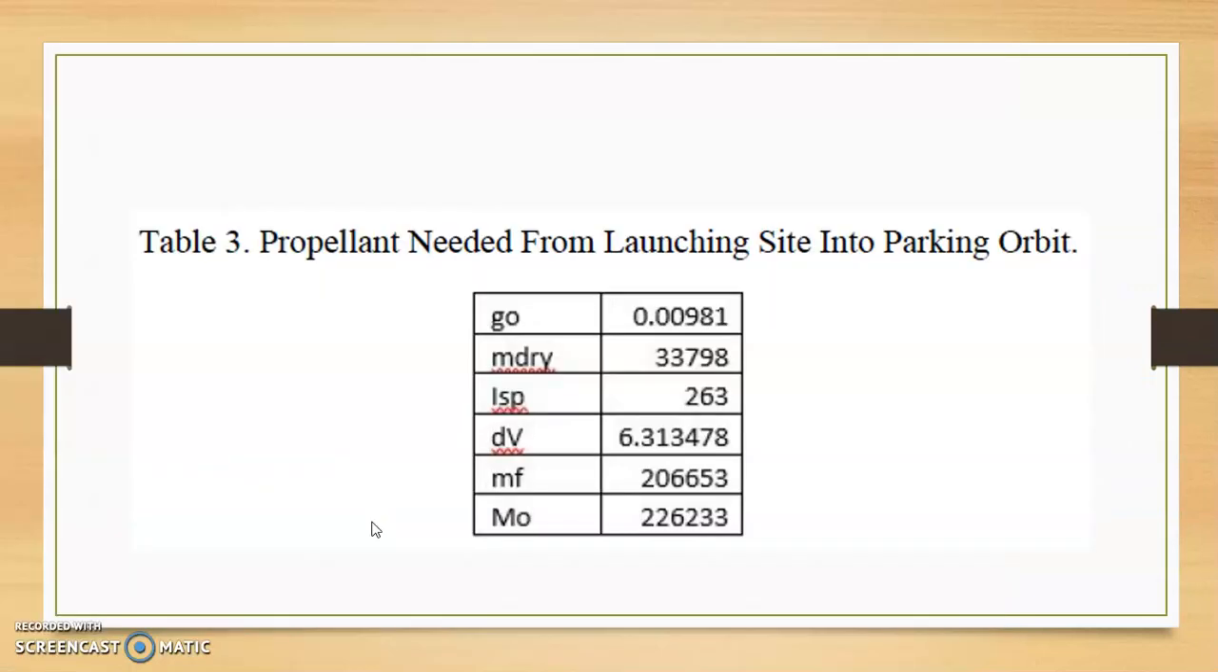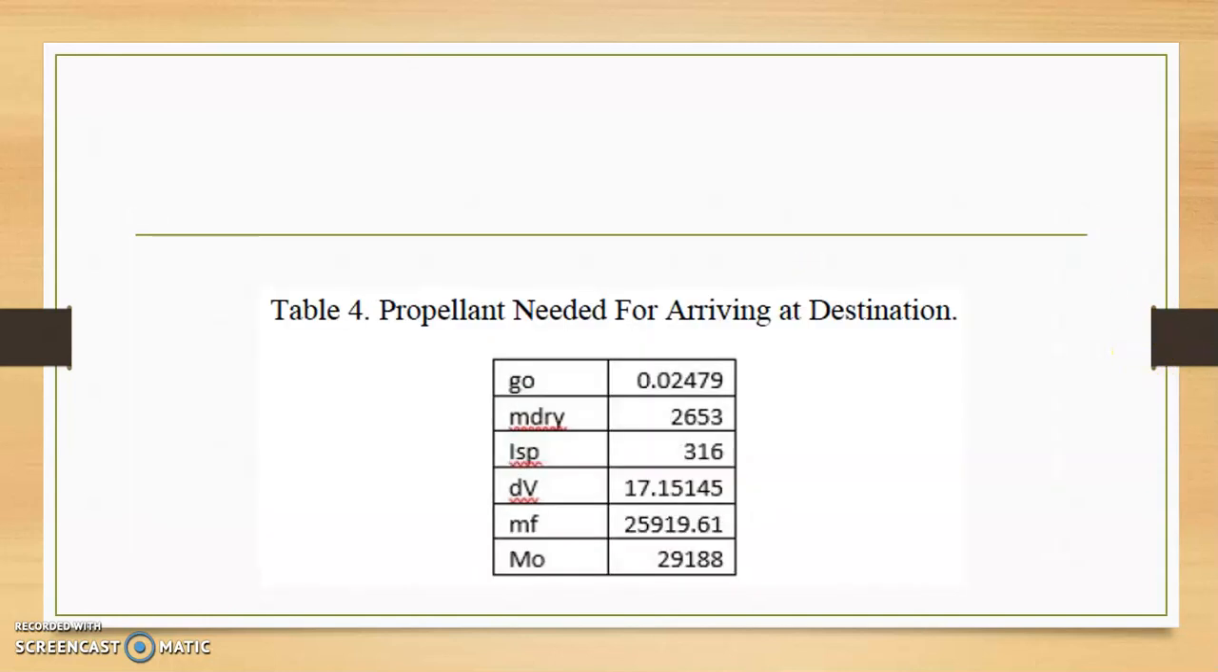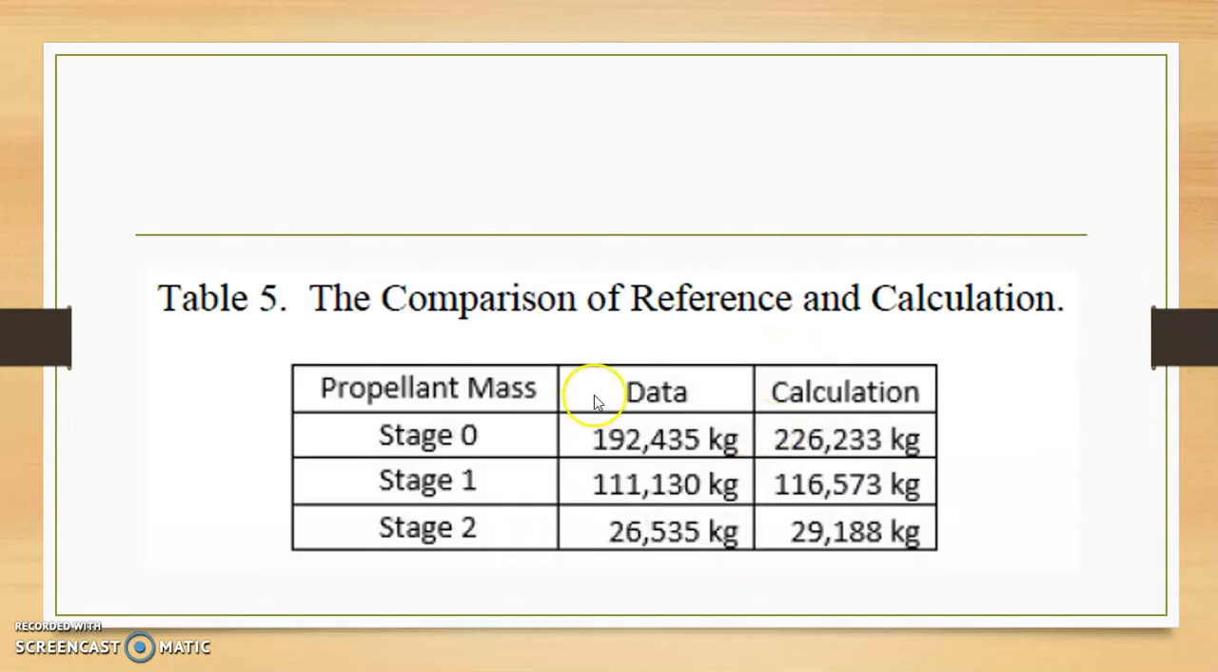Okay, next. From the equation before, we already have the values for launching from the site into the parking orbit, escaping from the parking orbit, and arriving at the destination. Thus, we have to compare it with the data. The difference here is actually because of our assumptions, and we don't use any course correction, and so on.